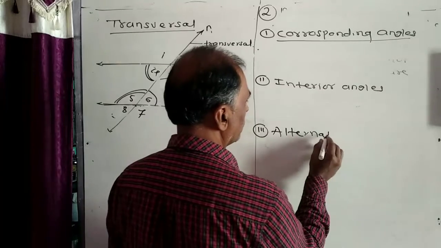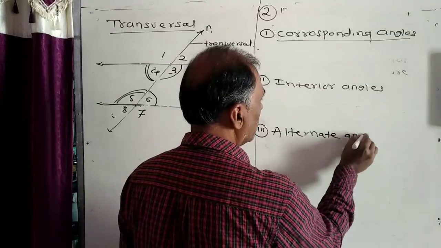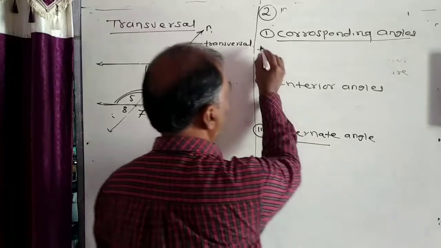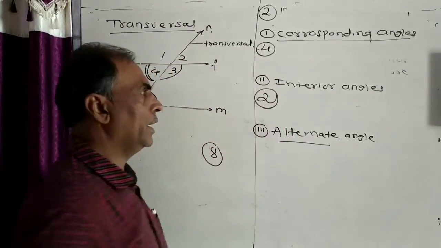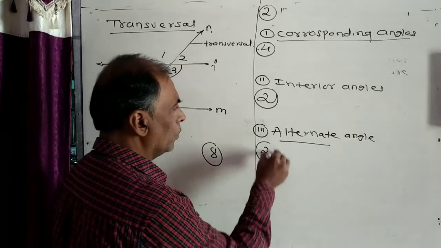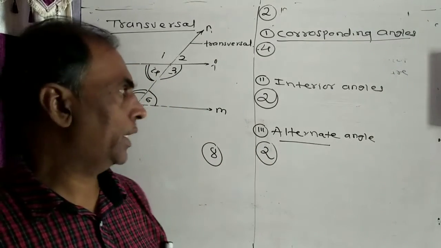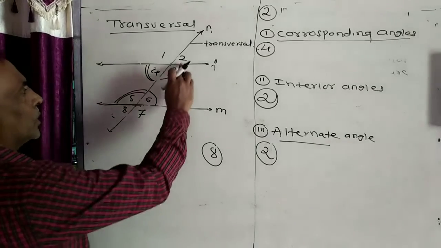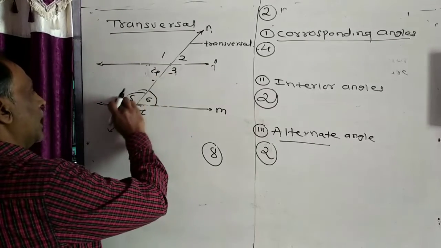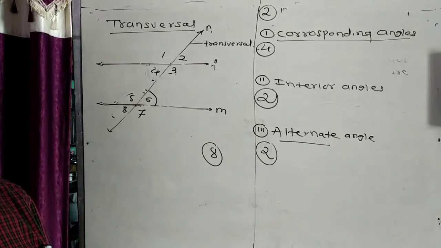Alternate angles. The third pair is alternate angles. So there are four pairs of corresponding angles, two pairs of interior angles, and also two pairs of alternate angles. So how to verify the alternate angles? They are the angles in between the two parallel lines and opposite sides of the transversal.